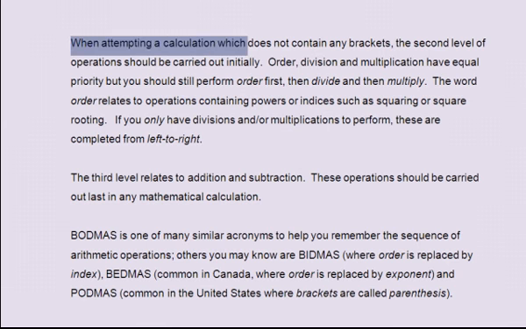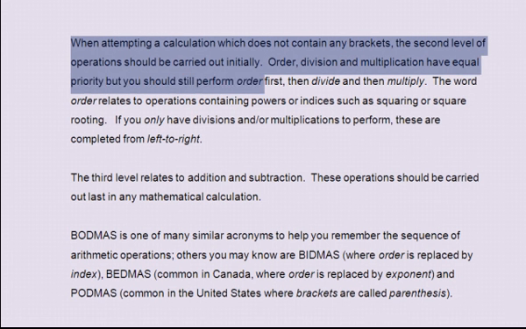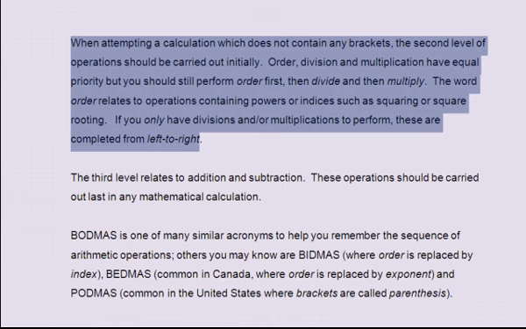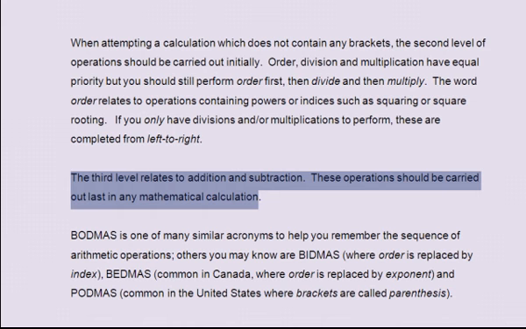When attempting a calculation which does not contain any brackets, the second level of operations should be carried out initially. Order, division and multiplication have equal priority, but you should still perform order first, then divide and then multiply. The word order relates to operations containing powers or indices, such as squaring or square rooting. If you only have divisions and or multiplications to perform, these are completed from left to right. The third level relates to addition and subtraction. These operations should be carried out last in any mathematical calculation.